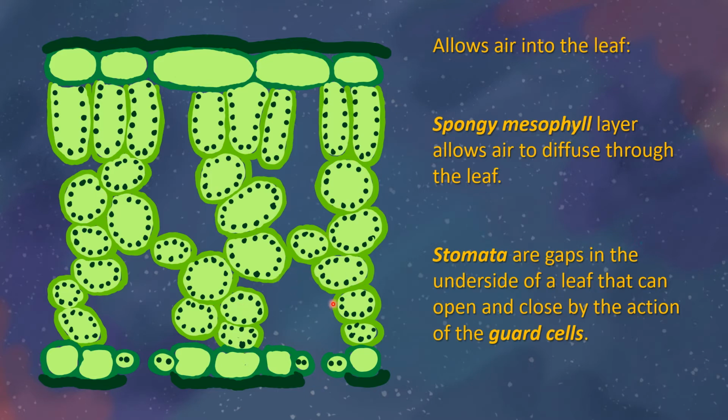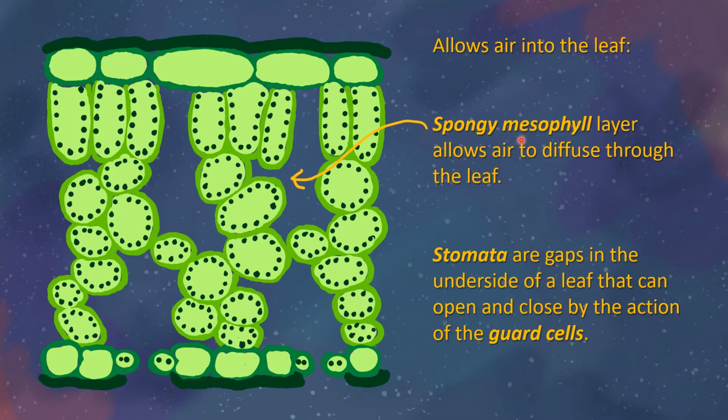So the leaf is adapted for photosynthesis. This is where photosynthesis takes place, and there are lots of things going on to help photosynthesis take place. So these are the things that allow air into the leaf. So spongy mesophyll is this bit here where the arrow is pointing. Okay, it's the bit where there are loads of air gaps.